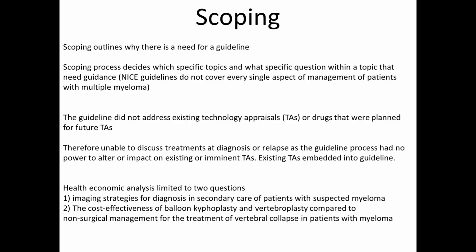It's very important to link evidence to recommendations, and we had to demonstrate how we did that. And we would grade evidence in terms of the strength of the evidence, strength of the recommendation, and the quality of the evidence. We couldn't perform health economic analysis on every topic, but we did on a couple of areas. So as I said, scoping outlines why there's a need for a guideline. It identifies which topics and what specific questions.